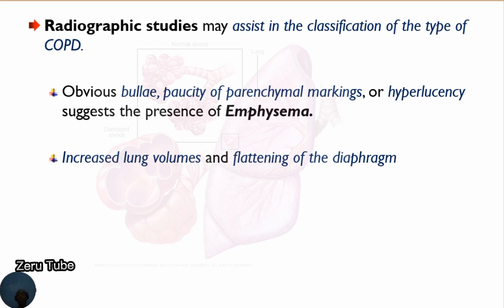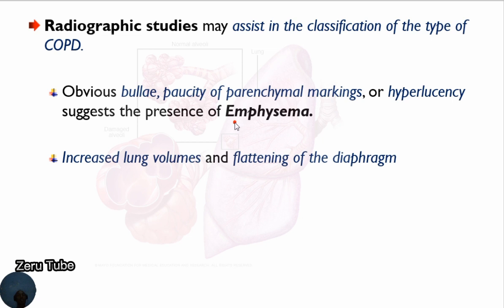So if we do a chest x-ray, we can get different features, which may assist in the classification of types of COPD. We can get obvious bullae, paucity of parenchymal markings, and hyperlucency, which suggests emphysema. The chest x-ray, if you get bullae, paucity of parenchymal markings, hyperlucency, that suggests what?